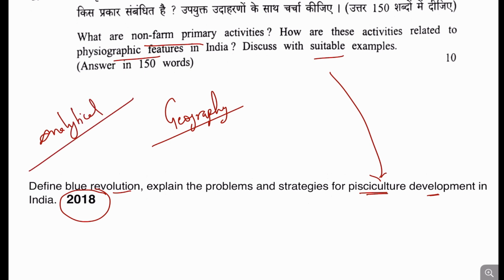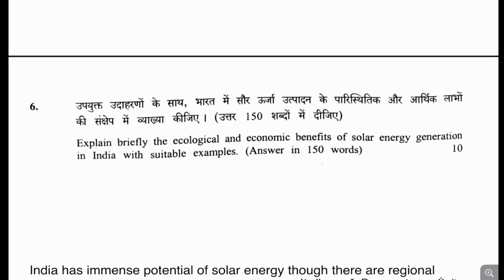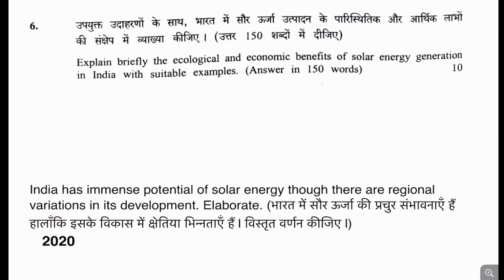Now moving to the next question, question number 6. Explain briefly the ecological importance of solar energy generation. So solar energy generation is a simple and very straightforward topic of the UPSC, and it's also a favorite one because of the increased emphasis on renewable types of energy.